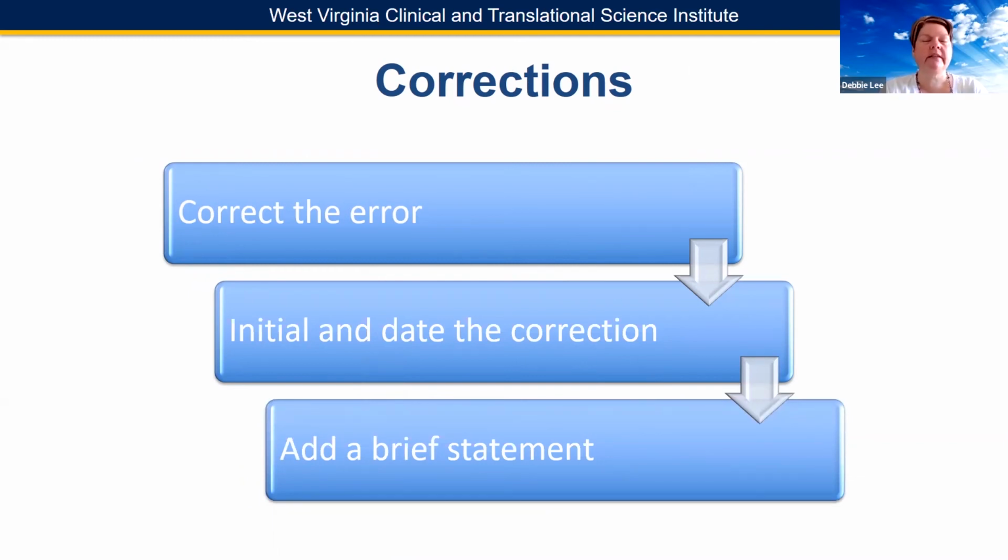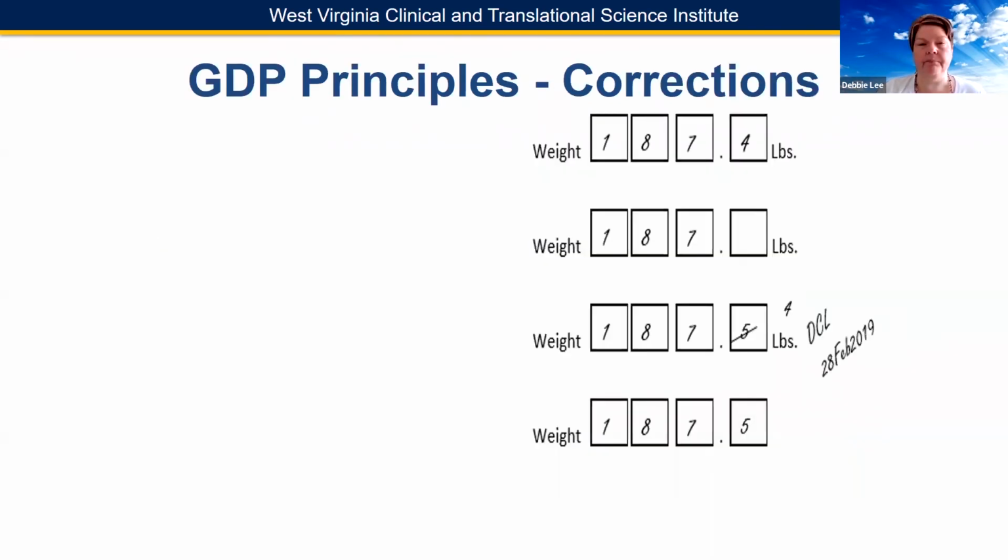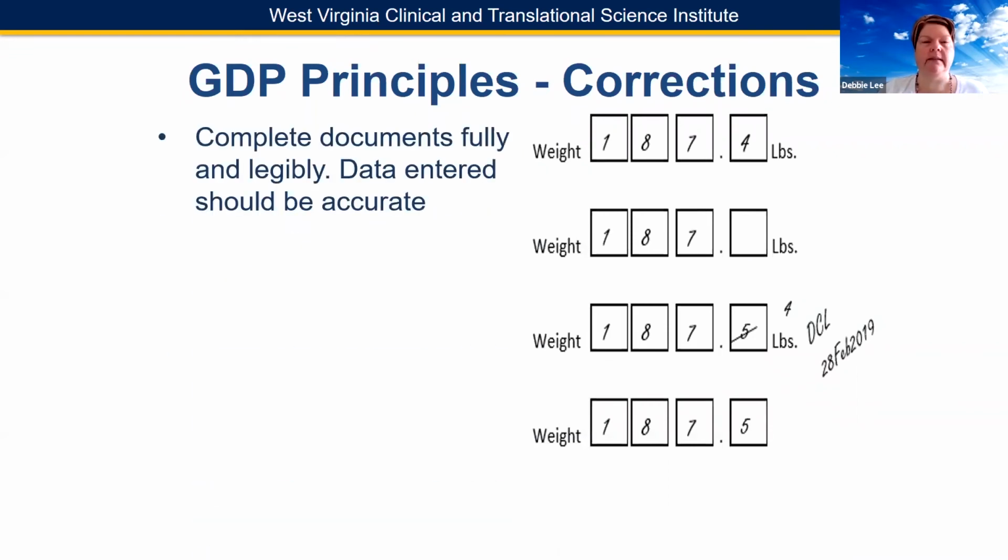So, if you accidentally wrote an 8 and you meant to write a 9, you're just going to write the 9 above it. It really doesn't need a brief statement. But sometimes you might need to add a brief statement to explain why the correction happened. So make sure you think about that when you're making your corrections. Good documentation practices. Let's look at some corrections.